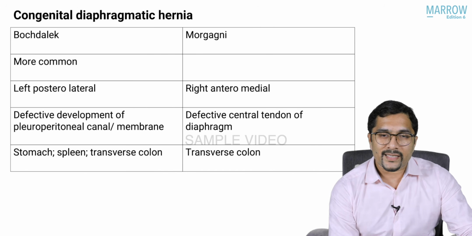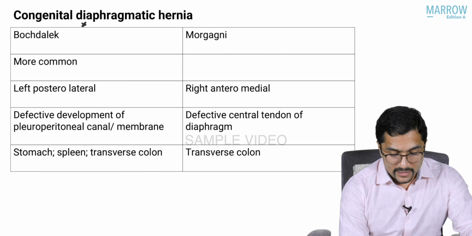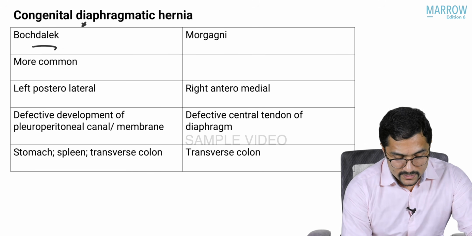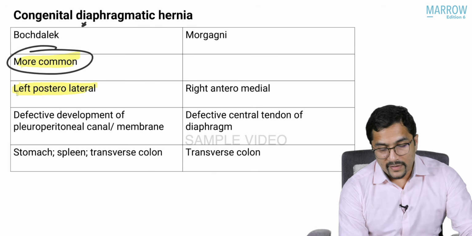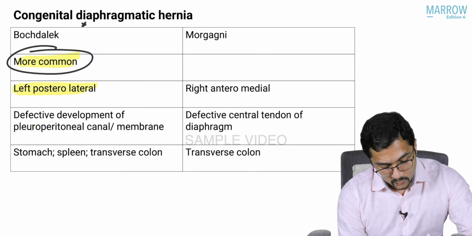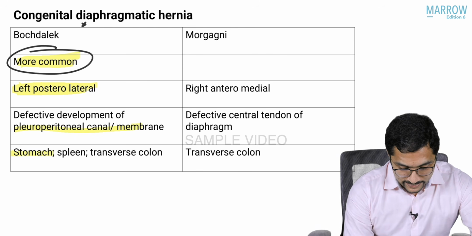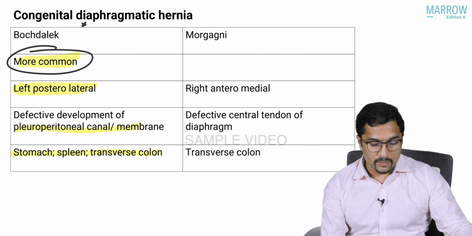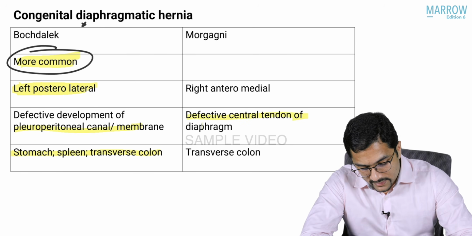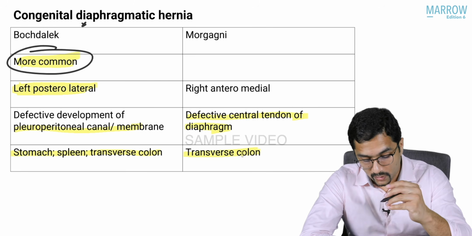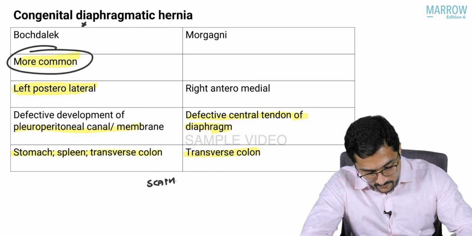Congenital diaphragmatic hernia is another very important topic from which questions are asked. You have Bochdalek and Morgagni hernia. Bochdalek is more common, and this is left posterolateral. There is defective development of the pleuroperitoneal canal or membrane, and the contents which can herniate through are stomach, spleen, and transverse colon. Morgagni is right anteromedial, a defect in the central tendon, and it is usually the transverse colon which herniates through.